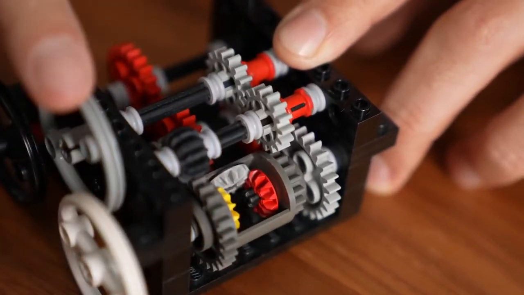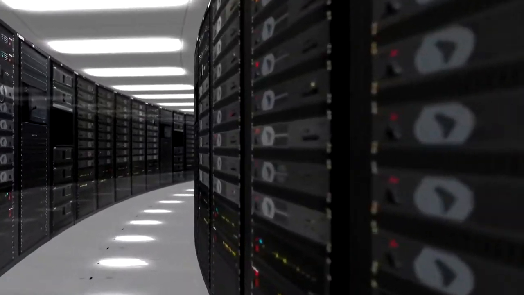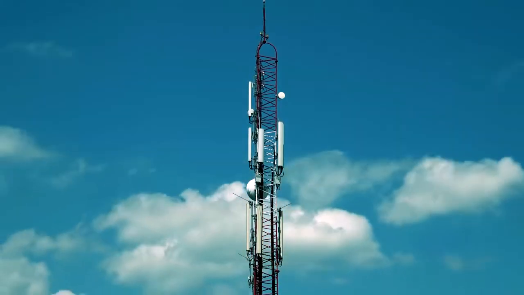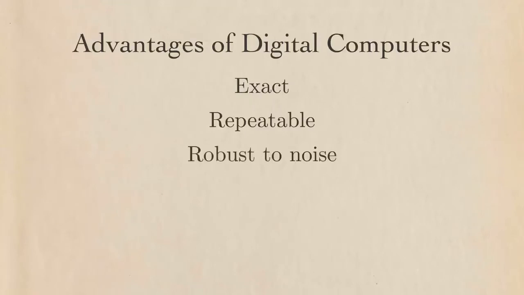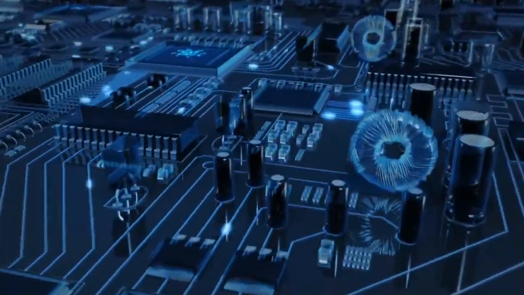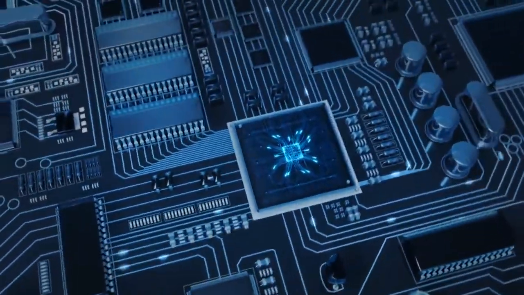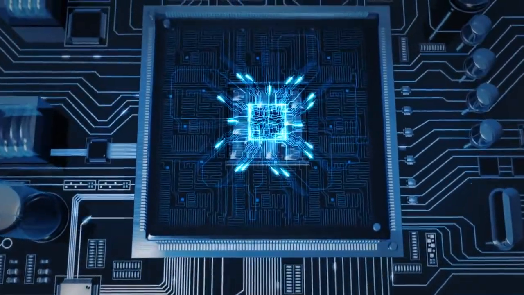So these days, everything is digital. Our phones, computers, and internet data centers, even TV and radio is now being broadcast as digital. And the advantages are obvious. Since digital devices operate on symbols, usually zeros and ones, they provide exact answers. And repeat the calculation and you get the same result. They are robust to noise. Plus, since only a few components are required to perform virtually any computation, those components have been miniaturized and optimized, making digital computers the ideal universal computing machines.